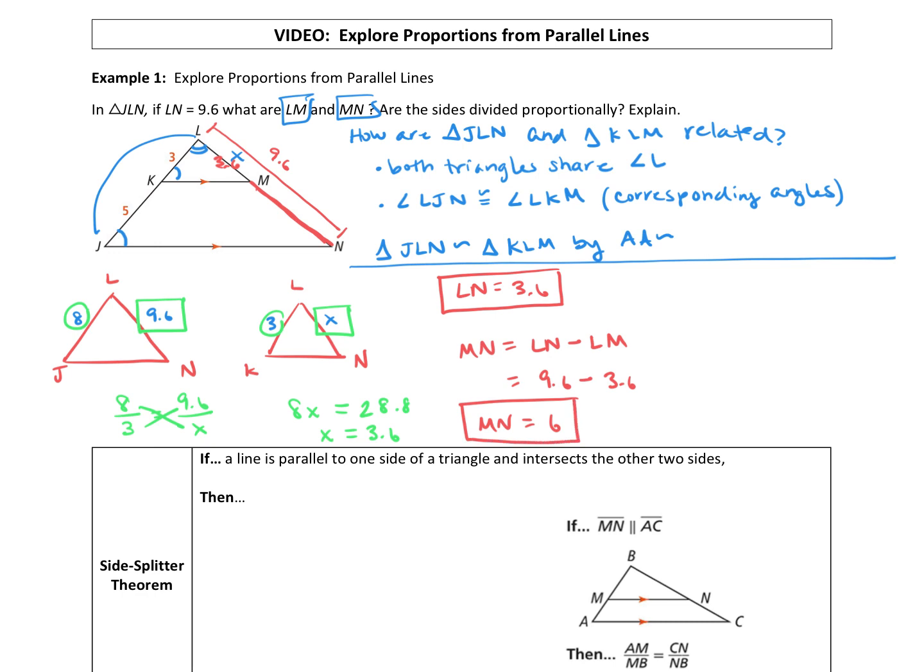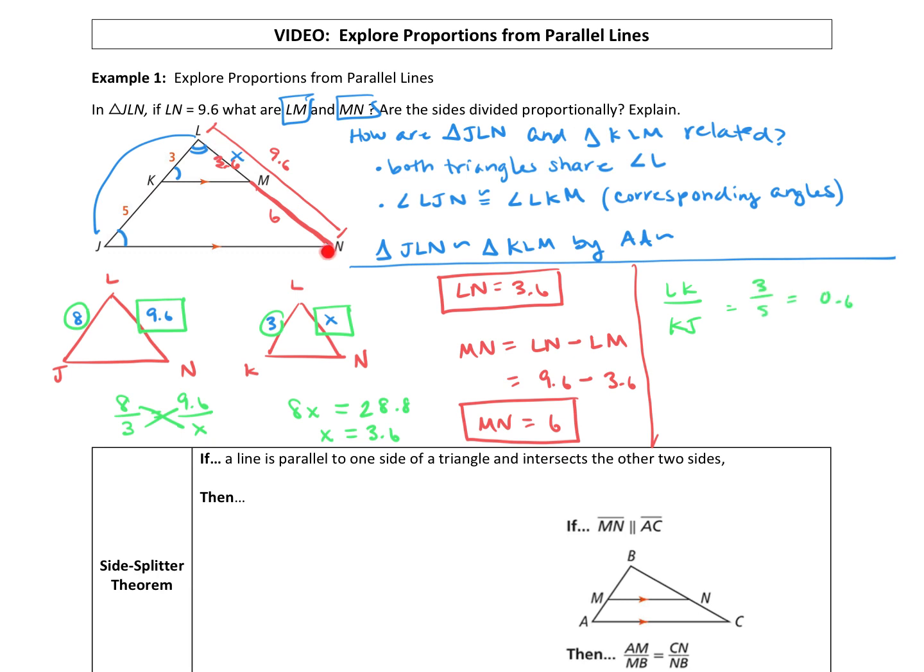Okay, so are the sides divided proportionally? Well, let's take a look at what the sides are now that we know everything. So 3.6 and this is 6. We're going to compare our sides. Let's take a look at LK over KJ. So that's this one side. Was this split proportionally? So here's LK, we're going to put it over KJ. So we have 3 over 5, which gives us 0.6.